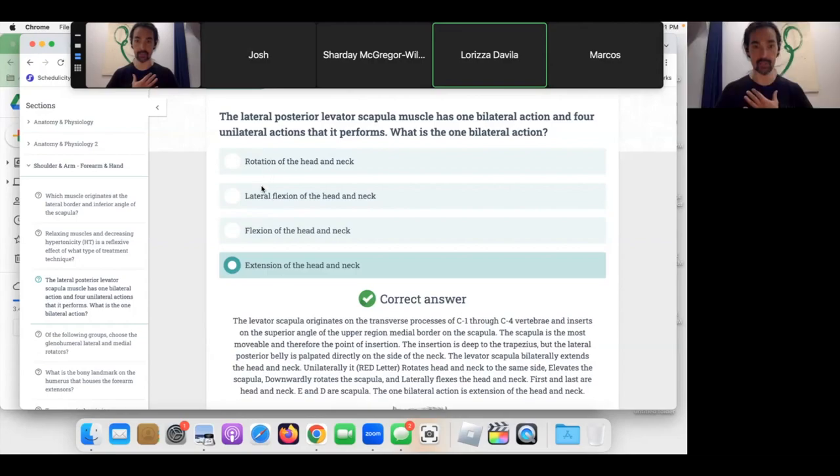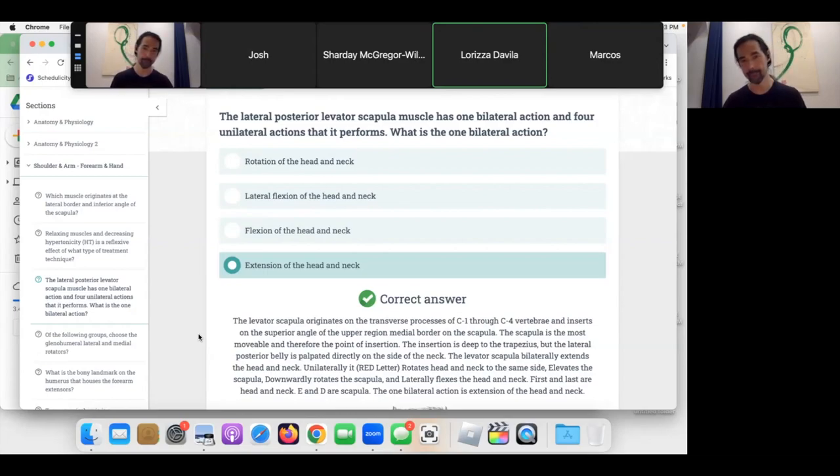Yeah, so you know it's not rotation or lateral flexion, because those are moving toward one side. Those are moving laterally. It could be said unilaterally, not bilaterally. What about flexion and extension? How do you differentiate between those, other than the fact that the answer is marked? How do you differentiate between the levator scapulae muscle doing flexion versus extension?